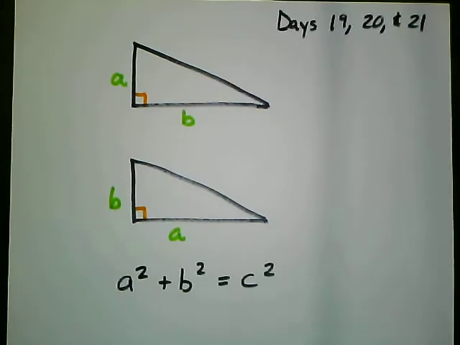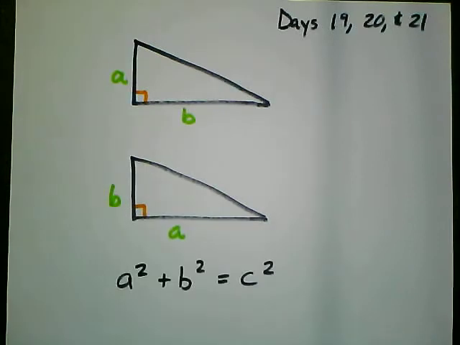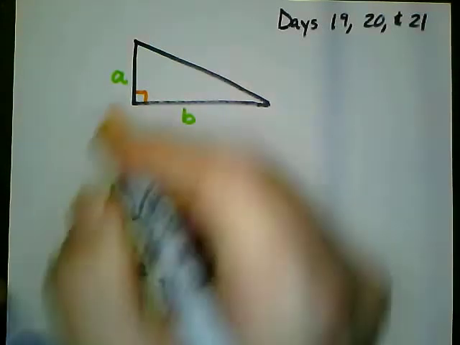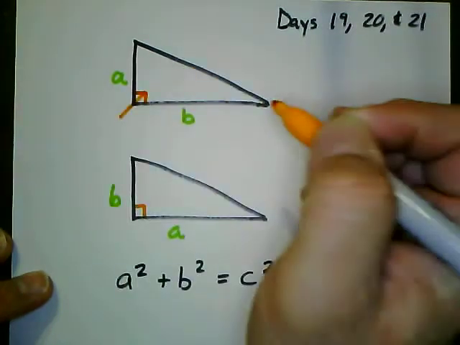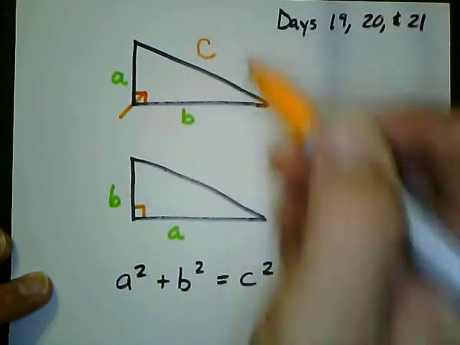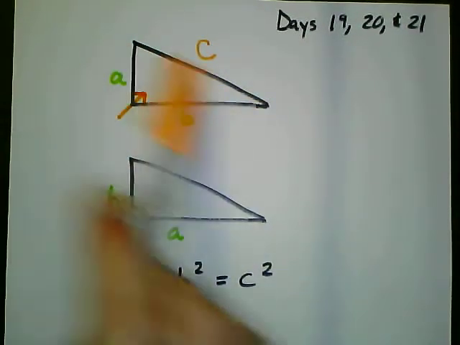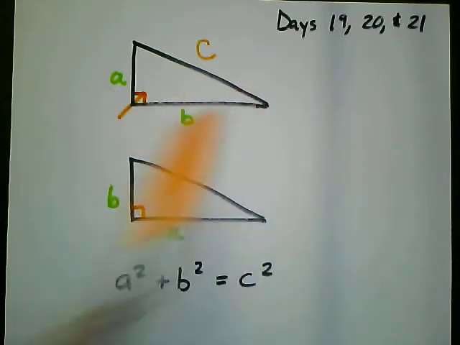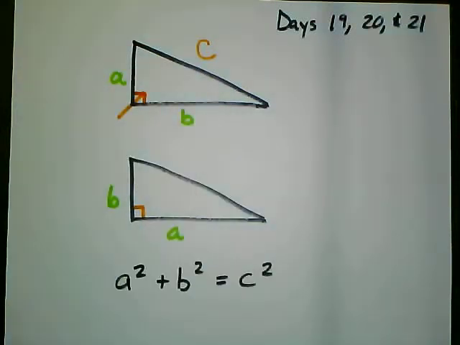Now, the important part is the hypotenuse, or the c side. What's nice here is I have a little arrow that's being built by this box that shows an arrow pointing to the c side. And that always is there. The c side, the hypotenuse, is the longest side. It is longer than a or b.